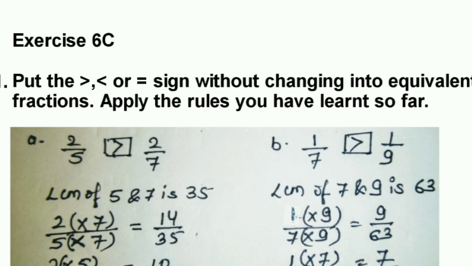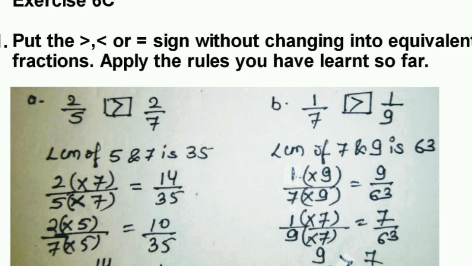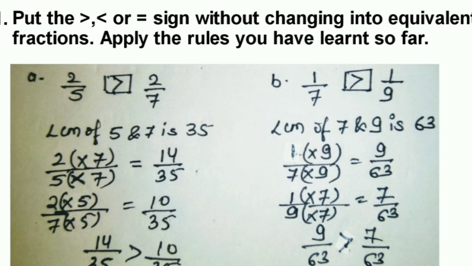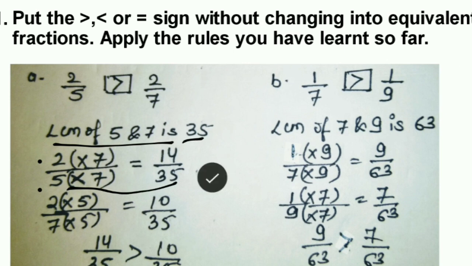Apply the rule you have learned so far. Just now, that example I have shown you, you can solve it by taking the LCM of 5 and 7, which is 35. Then 2 upon 5: we know that in the 5 table, this 35 will come 7 times. So both sides we will multiply by 7.